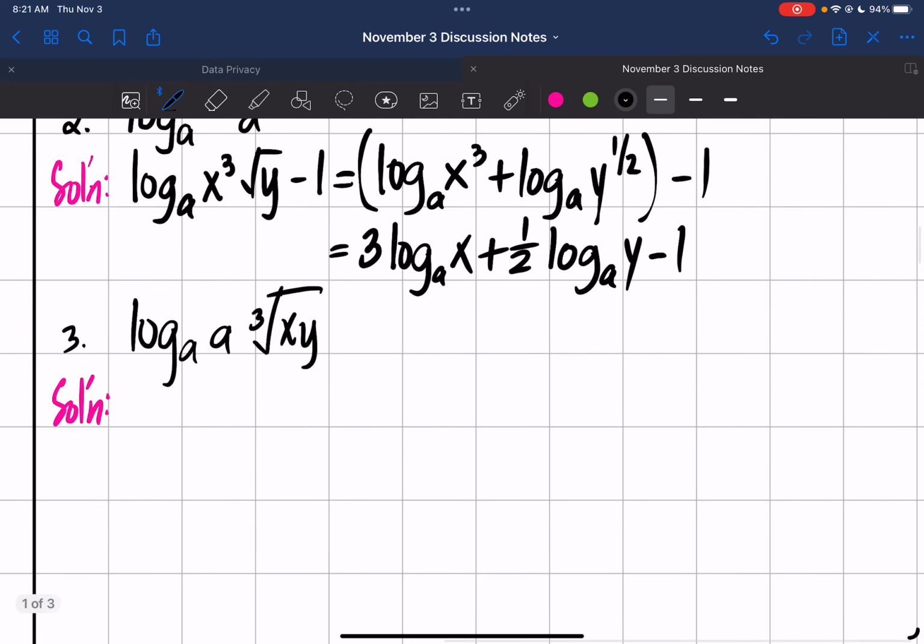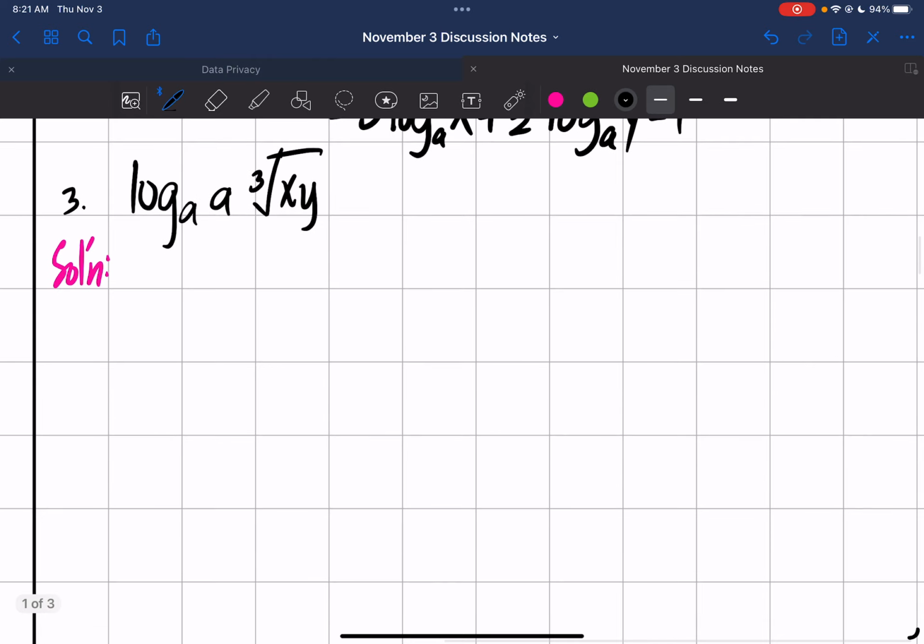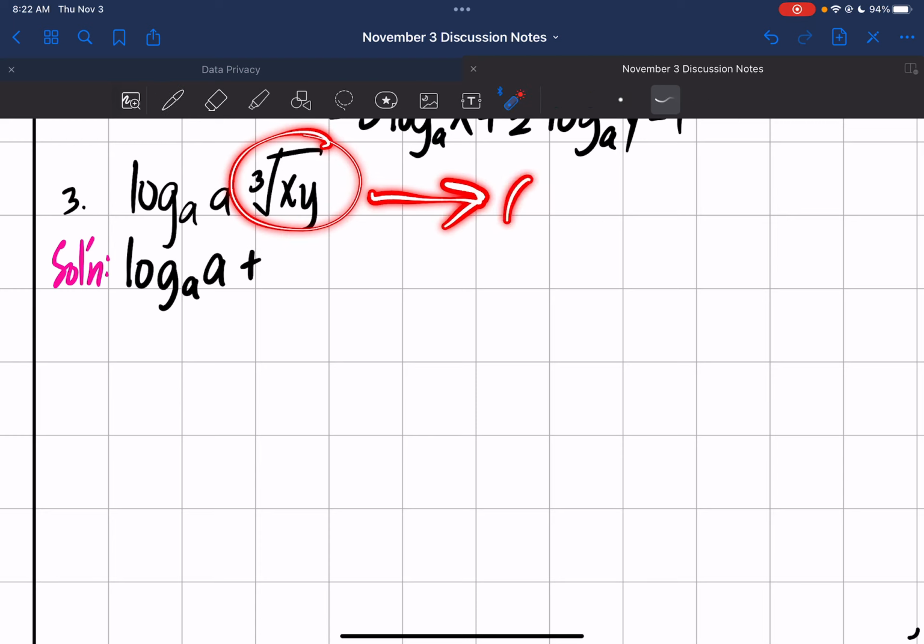So, let's proceed to the next problem. What we have here is log of a cube root of xy base a. So, looking at this, the most immediate concern is the product of two expressions, which is a and the cube root of xy. So, we'll use the product rule to obtain log of a base a plus, so this one, class, is equivalent to xy raised to 1/3.